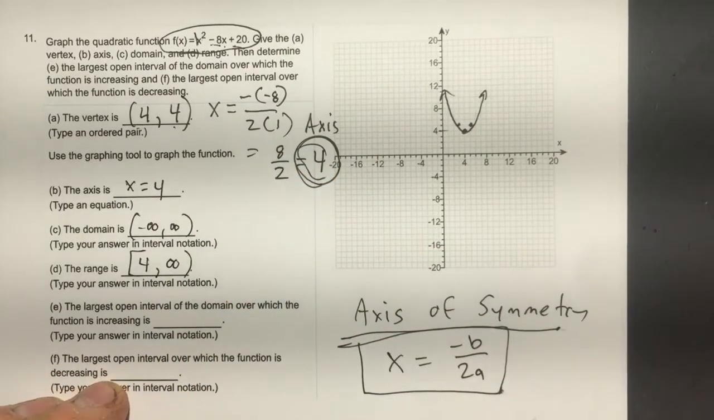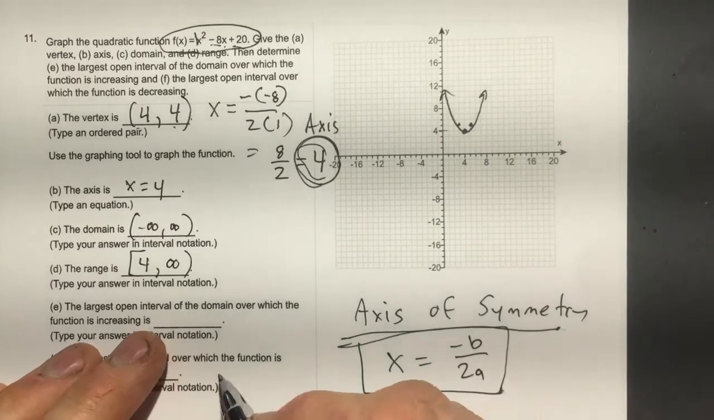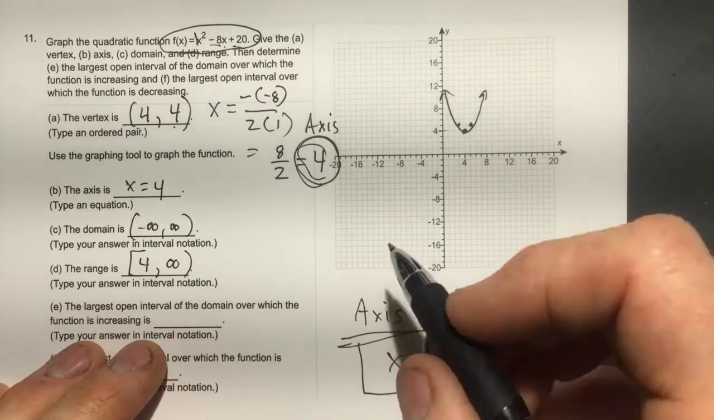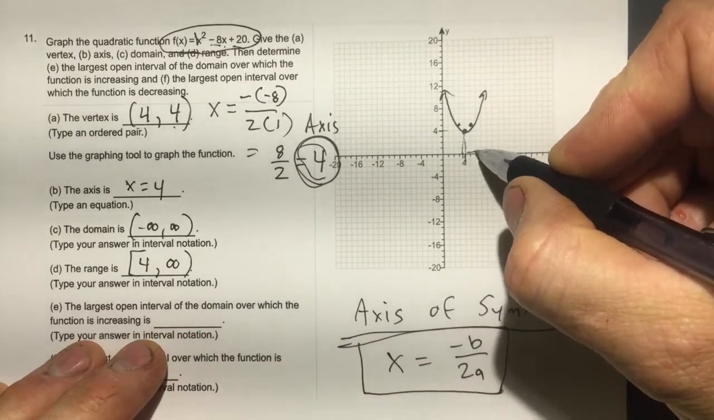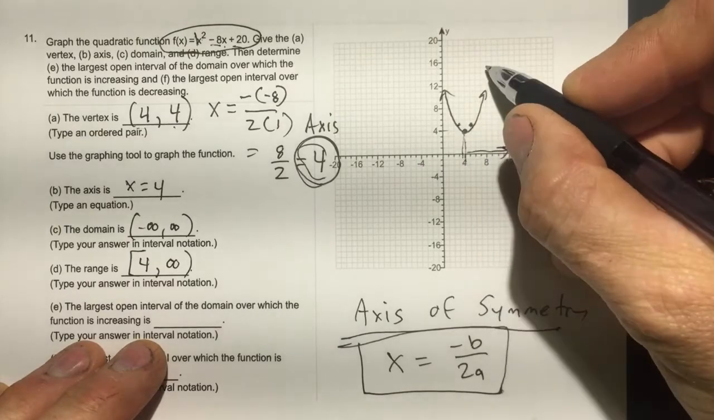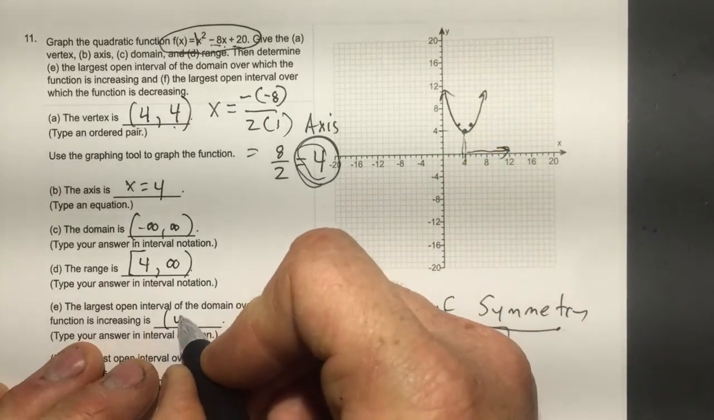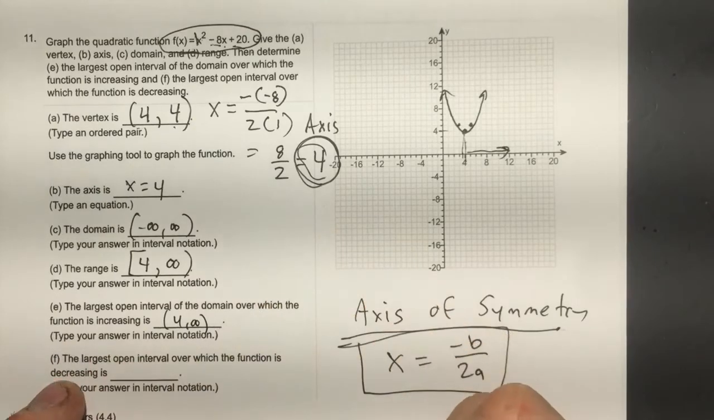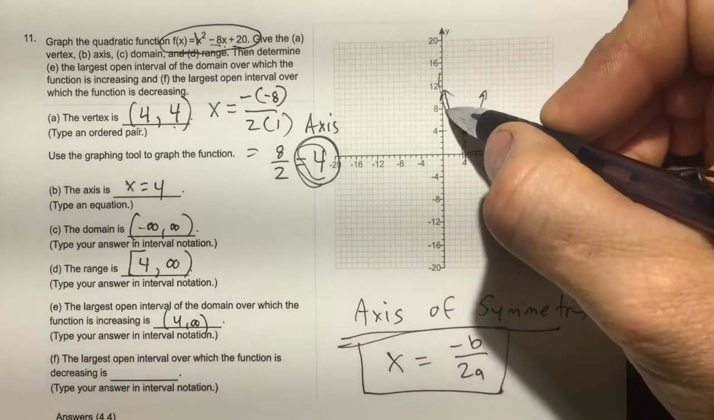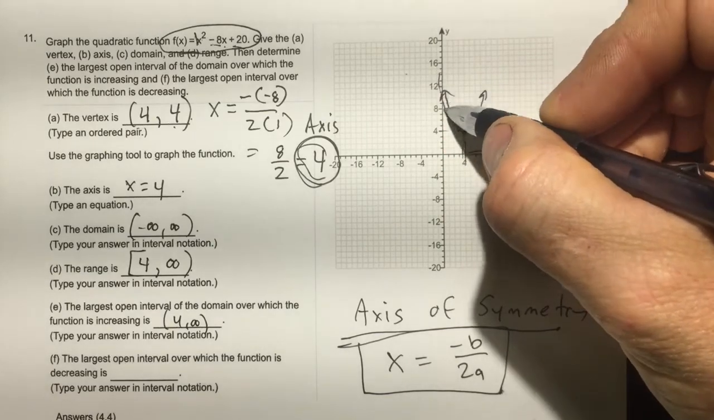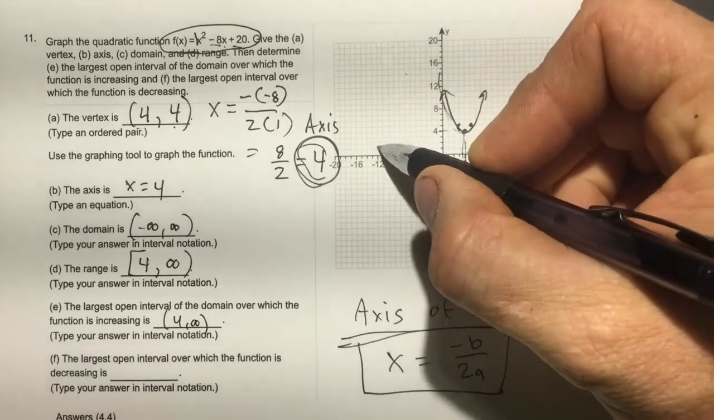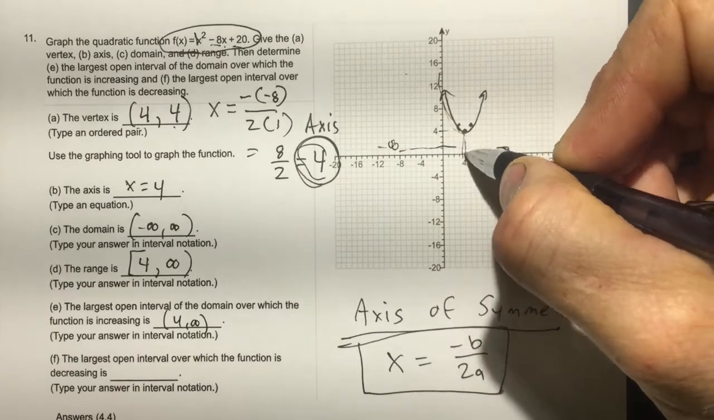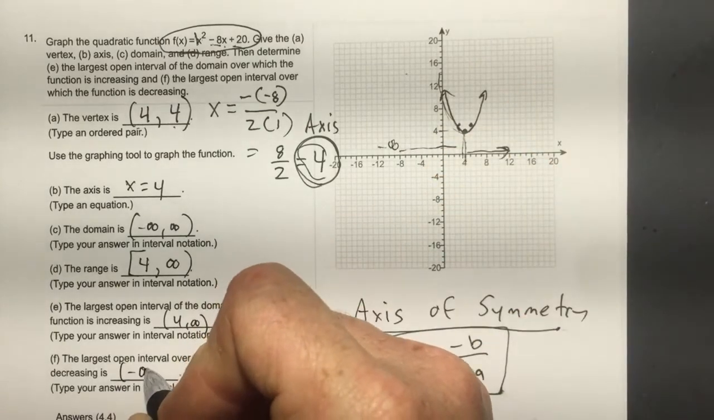And then the rest of these are just the same as the ones we've done. The large slope interval on which it's increasing, it starts right here at 4 and it goes to infinity, increasing right there. So it'd be 4 to infinity. And then the large slope interval which the function is decreasing. Decreasing would be this right here. As you go from left to right, it's going downhill. So this would start at negative infinity and go all the way up to 4. So negative infinity to 4.